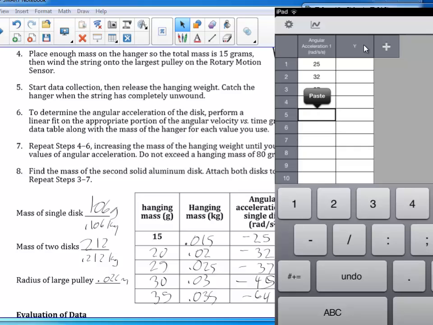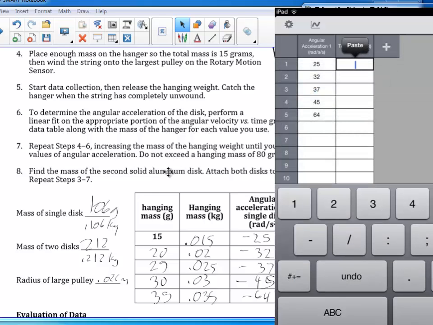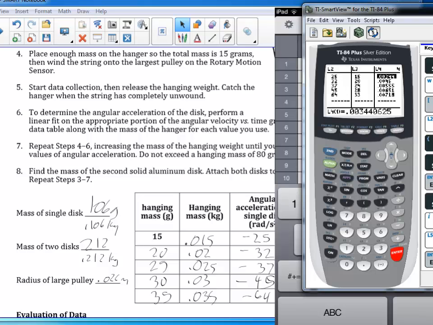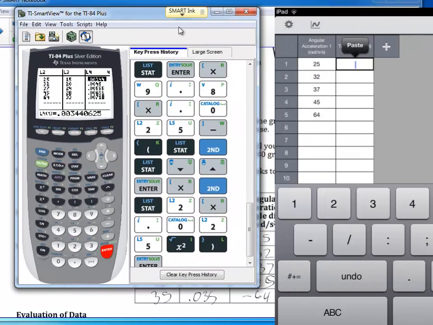Now, over in the Y values, we want torque. Again, this is torque for the first one. So I'm going to have torque, column units, Newton meters, and so torque 1. And then these are the values that your calculator gave you. So if you open your calculator back up, you can copy in the values from L4 for torque. And so I'm going to have 0.00344, and just follow along down the line.